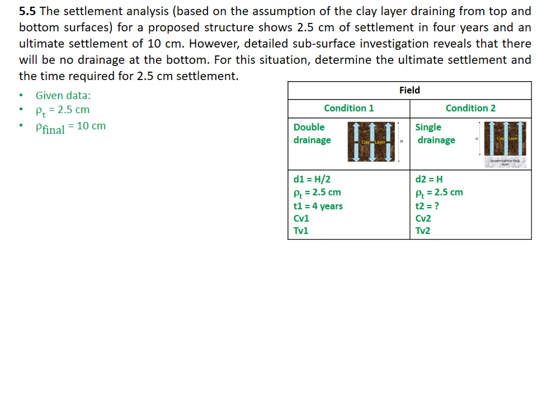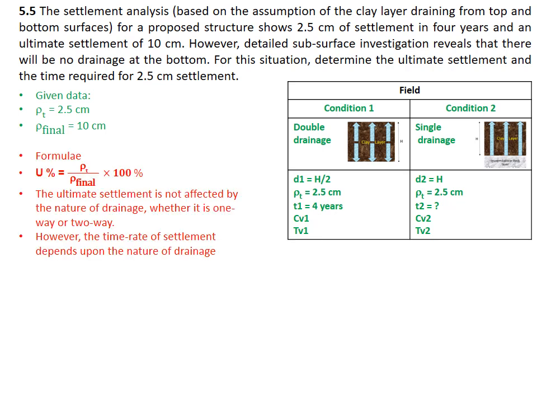And in the second case, now the condition has changed to single drainage. Now here the D2 will be equal to H as it is single drainage. Again the settlement is 2.5 centimeters. So we want to know how much is the time required for that. Again the soil is same, so CV1, CV2 will be same. And also the degree of consolidation will be same. It is TV1 equals TV2.